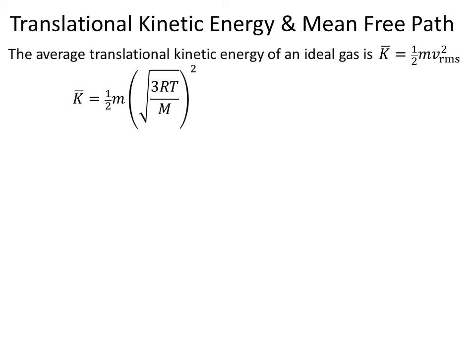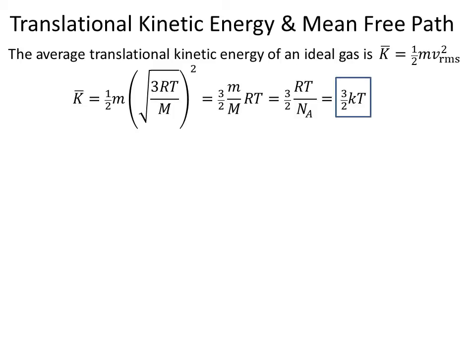This average K is equal to 1/2 m times the root mean square velocity, but we've plugged in the temperature dependence of the root mean square velocity. That is the square root of 3 times R times the temperature divided by the molar mass. And then we square that, which gets rid of the square root, and we have 3/2 times the mass divided by the molar mass times RT. Well, the mass divided by the molar mass is equal to 1 over Avogadro's number. So we can write this as 3/2 times RT divided by Avogadro's number.